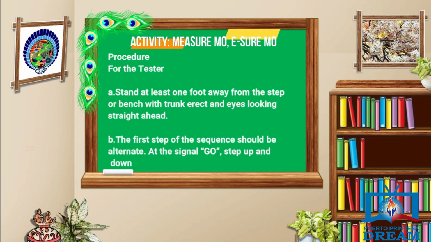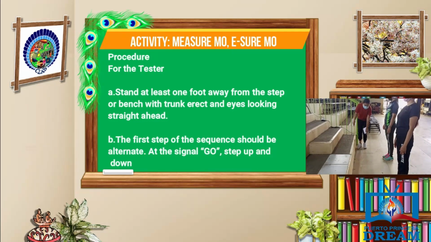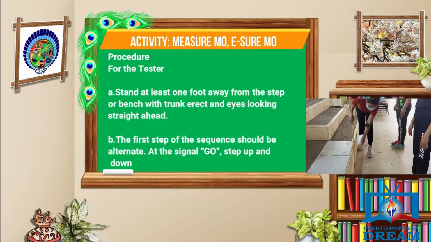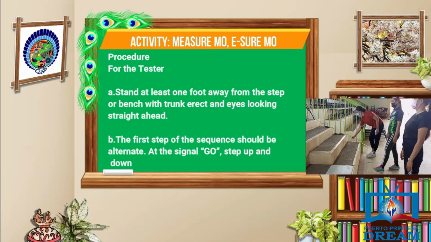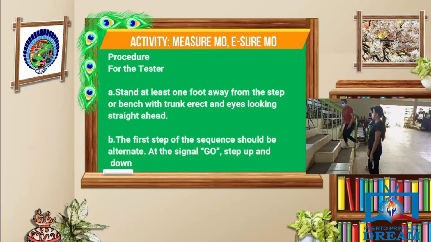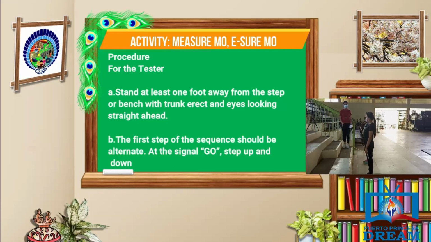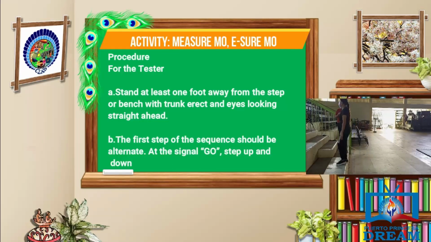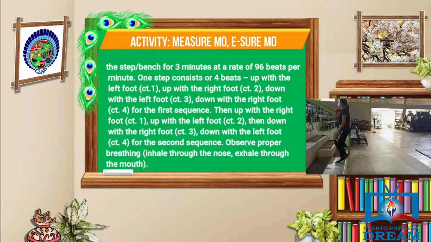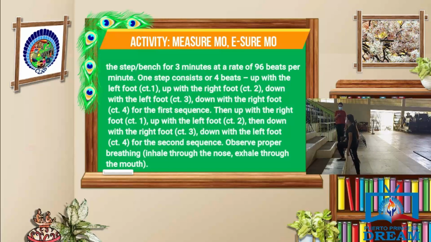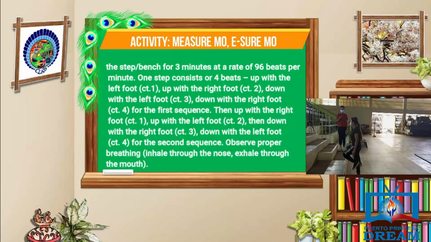The procedures for the tester are the following. A, stand at least 1 foot away from the step or bench with trunk erect and eyes looking straight ahead. B, the first step of the sequence should be alternate. At the signal go, step up and down the step bench for 3 minutes at a rate of 96 beats per minute. One step consists of 4 beats.